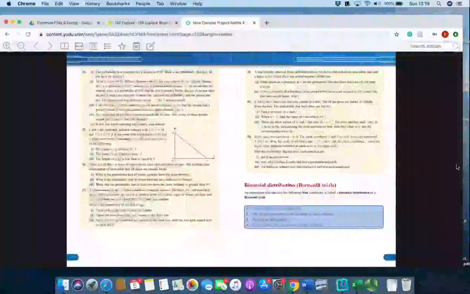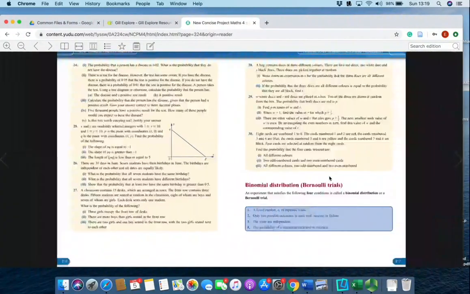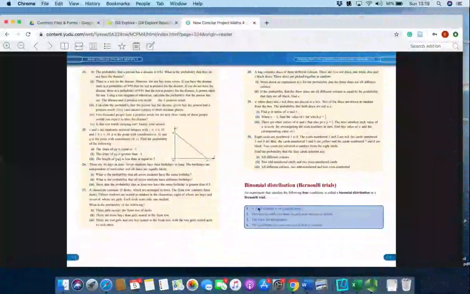That is now leading me on to what is called the binomial distribution, or more commonly known in your textbooks as Bernoulli Trials. A question that comes up in the Leaving Cert asks you whether an event is an example of a Bernoulli trial. So a Bernoulli trial is a special case experiment, and it satisfies these four conditions.